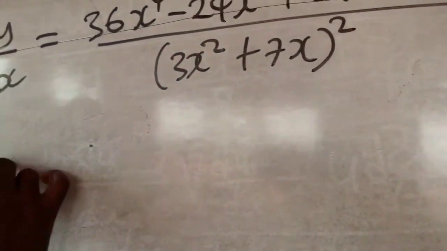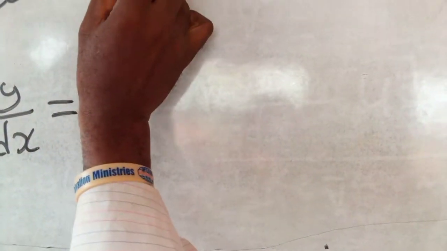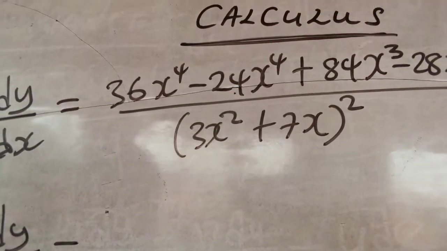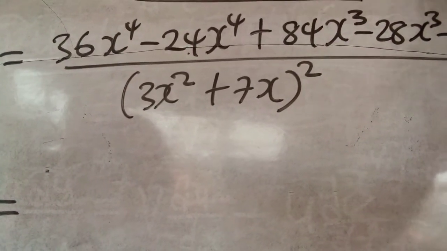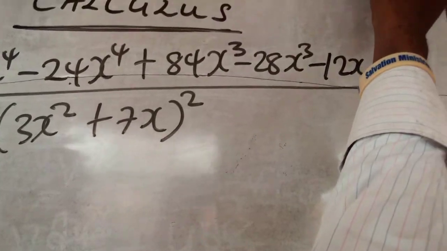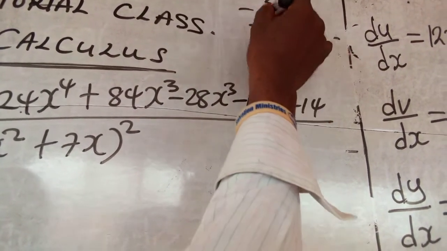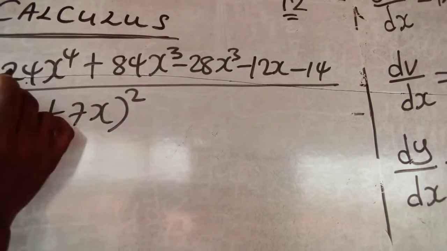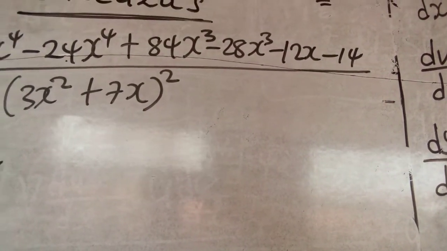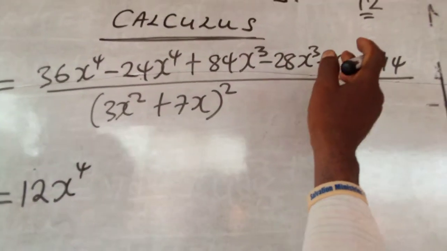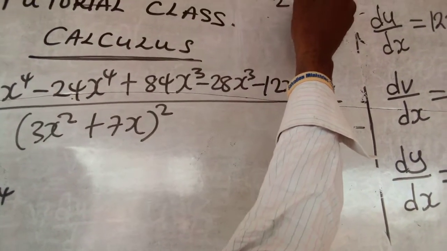So we now have that dy over ds will give us now 36 minus 24 will give us what? 36 minus 24. 6 minus 4 is 2. 3 minus 2 is 1. So you have what? 12s raised to power 4. This and this again, you give the same subtraction. So you say 84 minus 28.